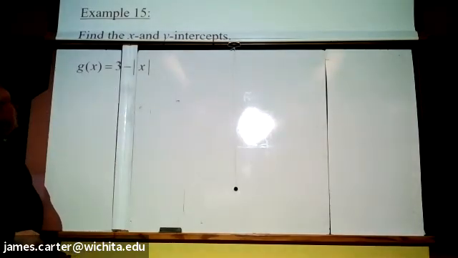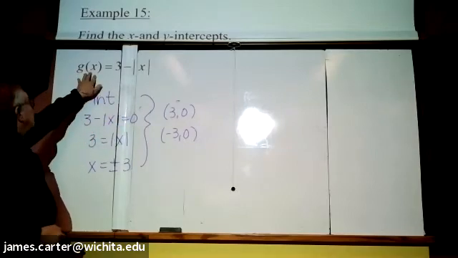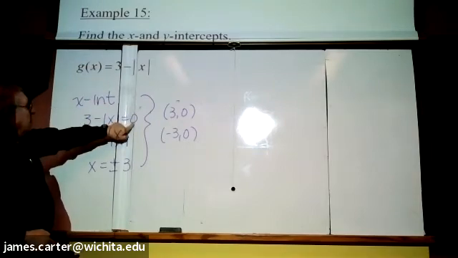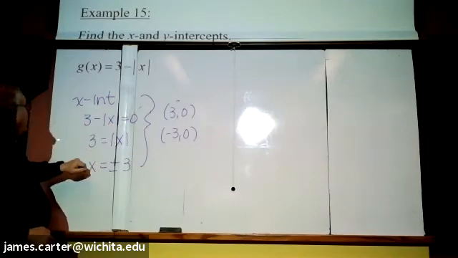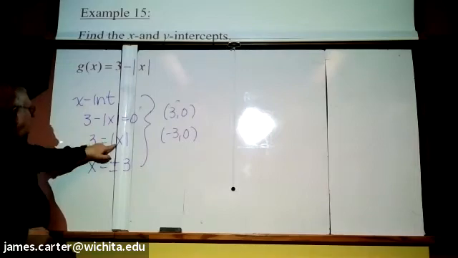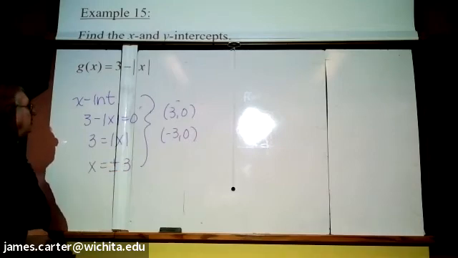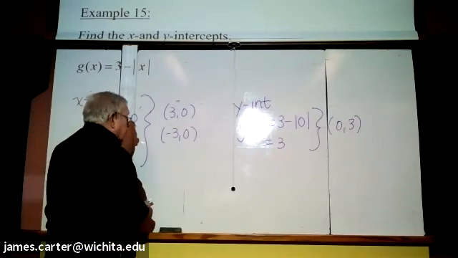Absolute value problem. Okay, to find the x-intercept, we replace y with 0. We replace y with 0. Remember, f of x, g of x is y. So we replace y with 0. And here's that. Okay, we take this 3 on the other side. Remove that, we have to do the plus or minus. And so we get x values of plus or minus 3.